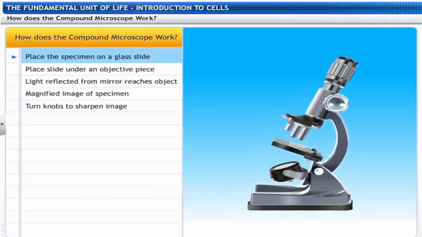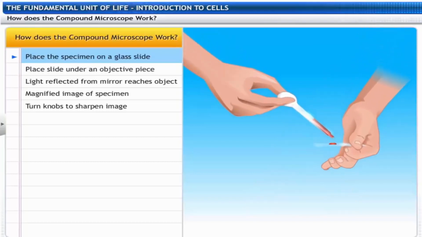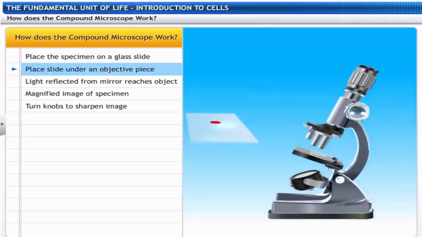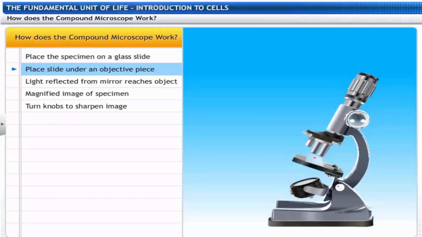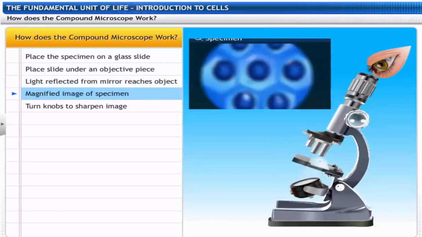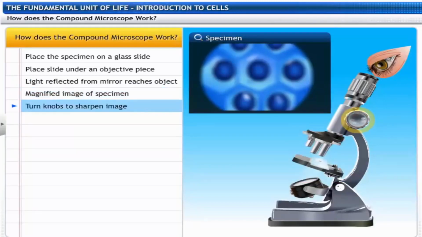Let's see how a compound microscope works. The specimen to be observed is placed on a glass slide. The slide is then placed on the stage under an objective piece in the middle of the microscope. The light reflected from the mirror passes onto the object. From the eyepiece, a magnified image of the specimen can be seen. The side knobs are turned to get a sharper image.